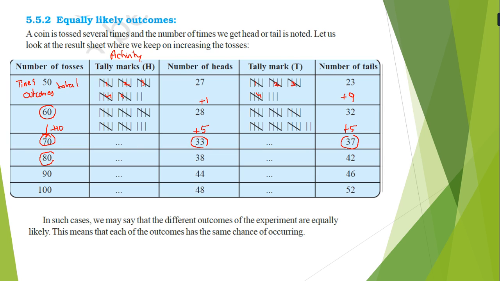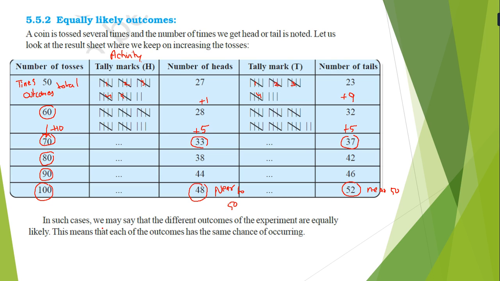As we increase the number of tosses up to 100, you will see that the number of heads is 48 and here it is 52. So it is called a 50-50 chance because 48 and 52 are both near to 50.